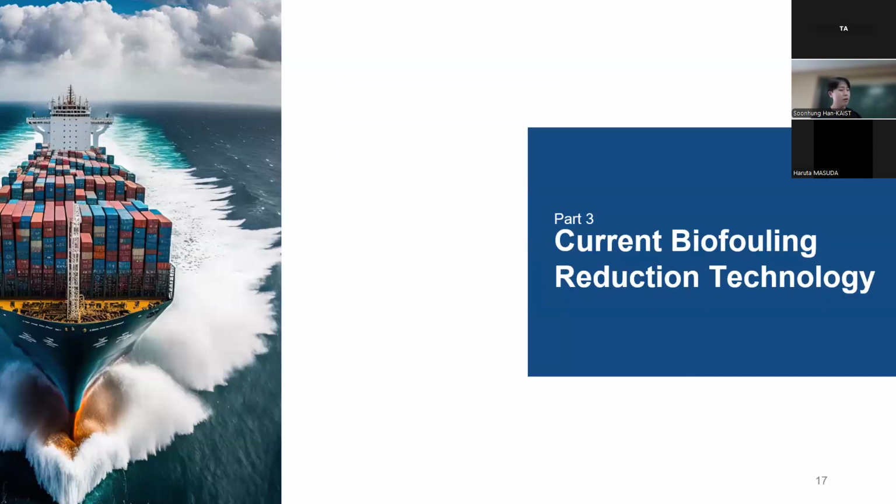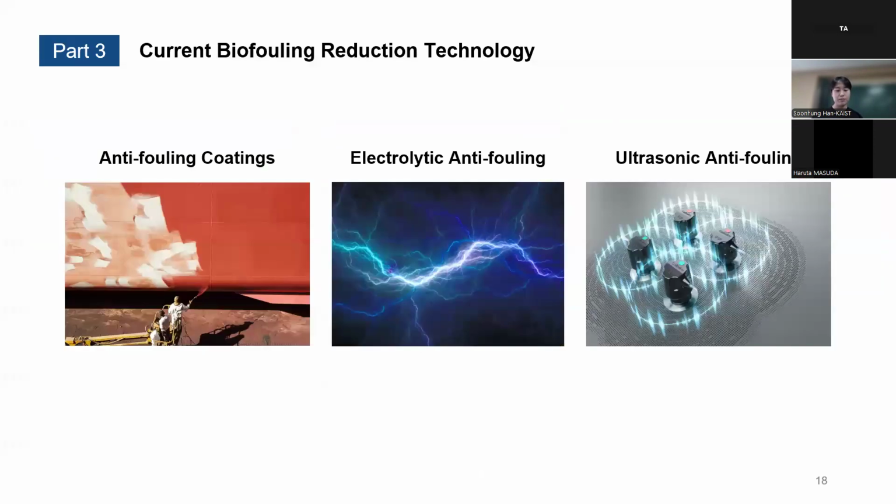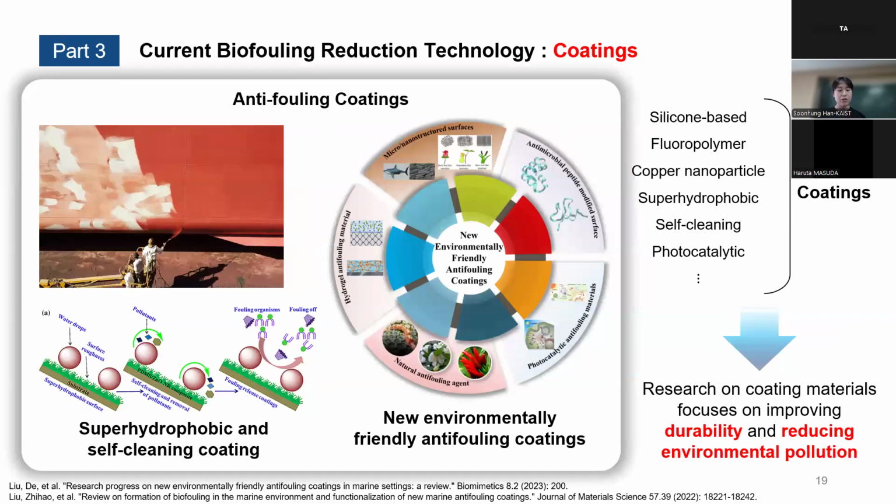The next section covers the current biofouling reduction technologies. Because of the significant impact of biofouling, various technologies are being researched. The first method is the use of coatings. As you can see from the image, different materials and techniques are used for coatings. Research is ongoing to improve durability and reduce environmental impact.